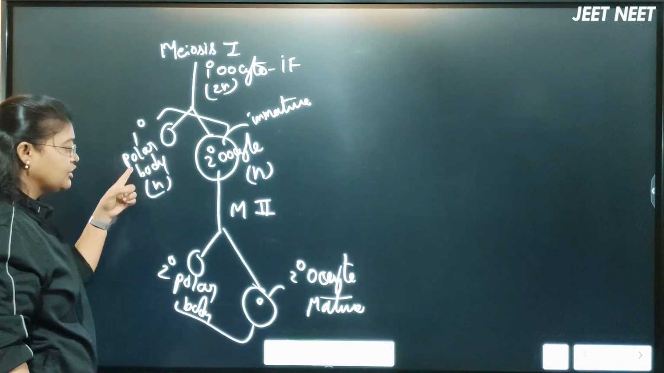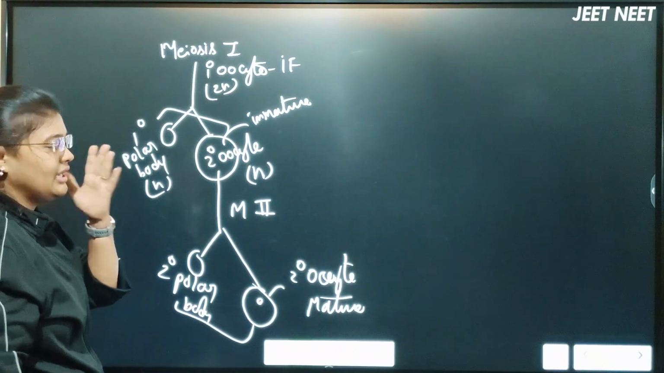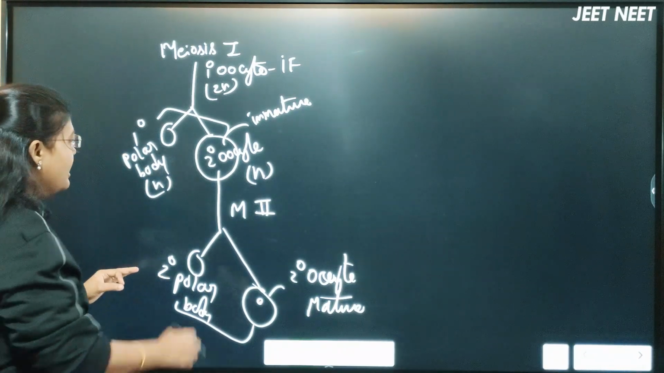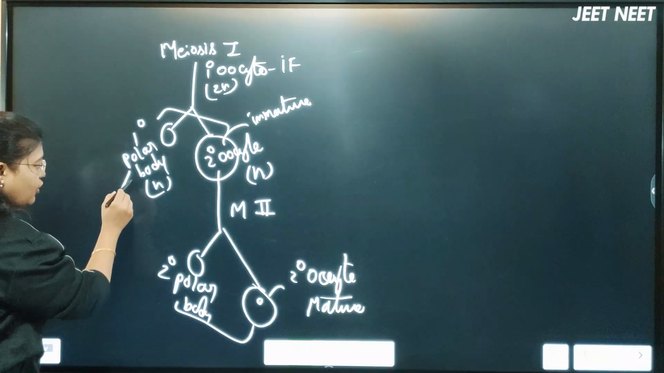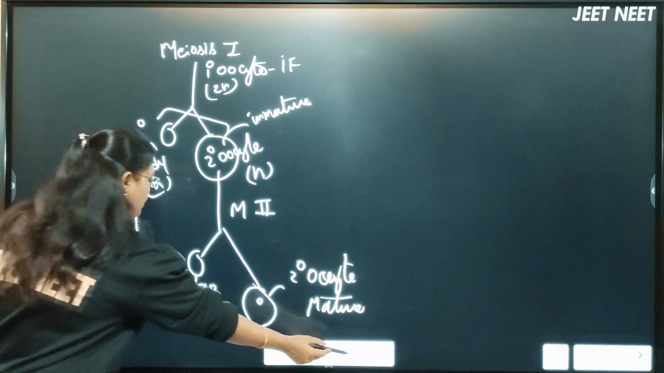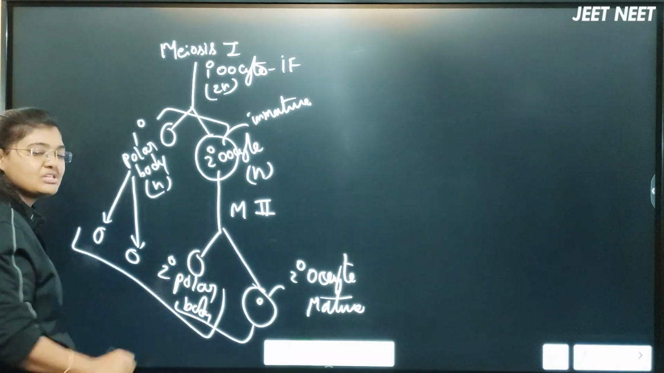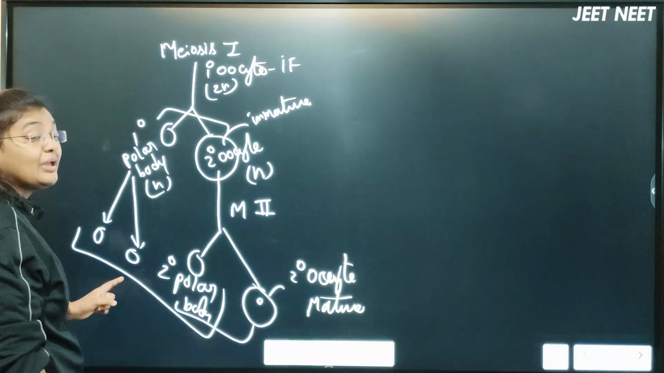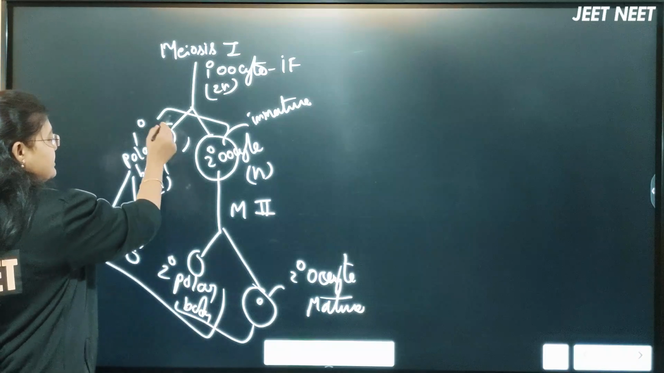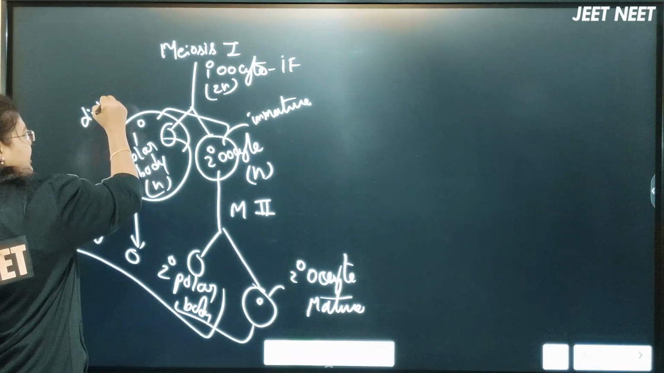Ma'am, here you are telling only 2 polar bodies, but you are telling that oogenesis forms 3 polar bodies. Listen, beta. Sometimes this primary polar body only undergoes further division. At that time, totally how many polar bodies are going to be formed? 3 polar bodies, but this primary polar body generally gets disintegrated.